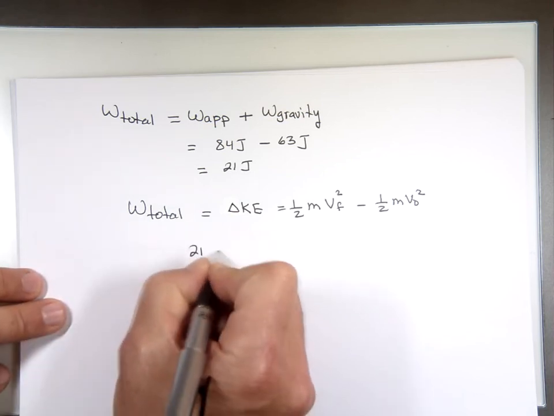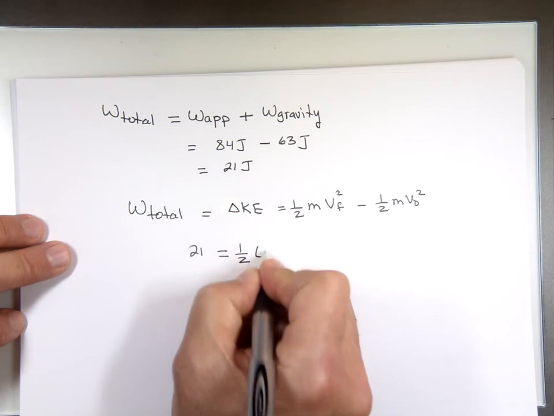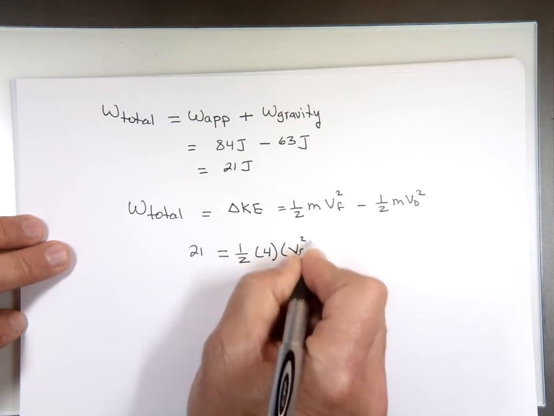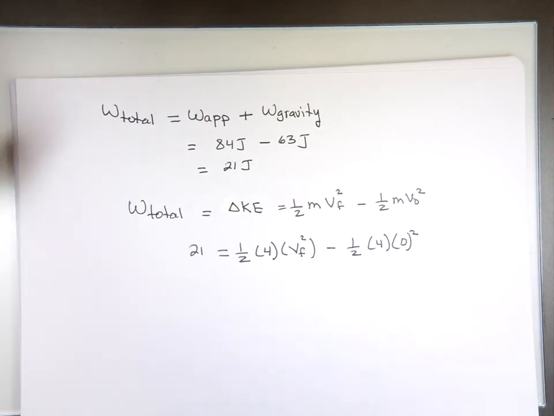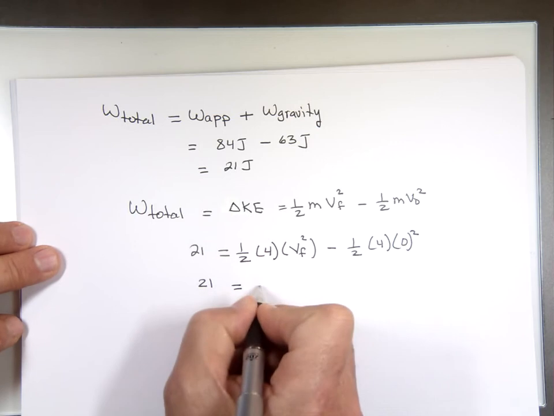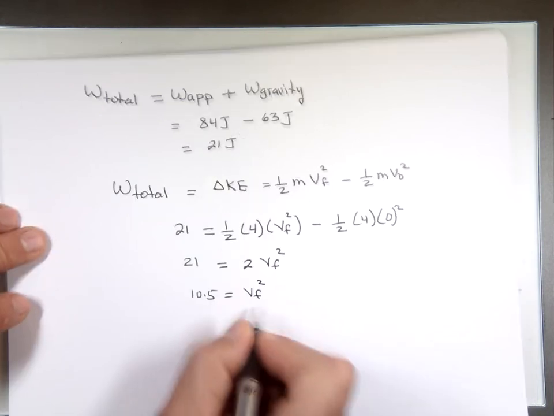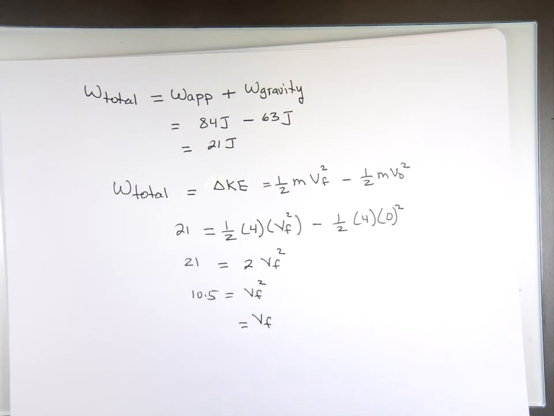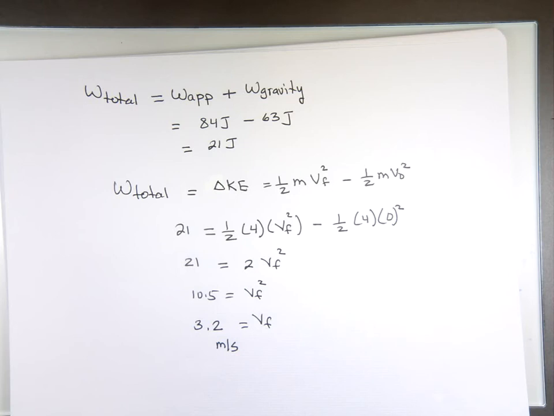21 equals 1/2. Do we know what the mass is? I give you a mass for that box. Is it 4 kilogram? Yes, 4 kilogram times the final velocity squared minus 1/2 times the 4 times the initial velocity squared. 21 equals 2 v final squared. 10.5 equals v final squared. Can we get v final? The square root of 10.5 is 3.24. 3.2 is good enough, meters per second. That's how fast the box was moving when you get to the top.